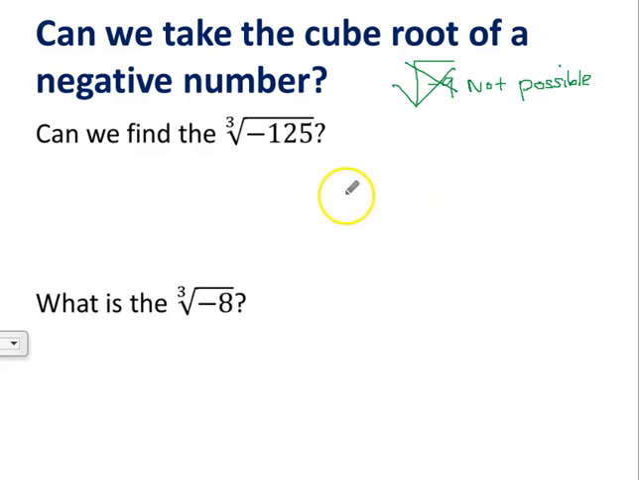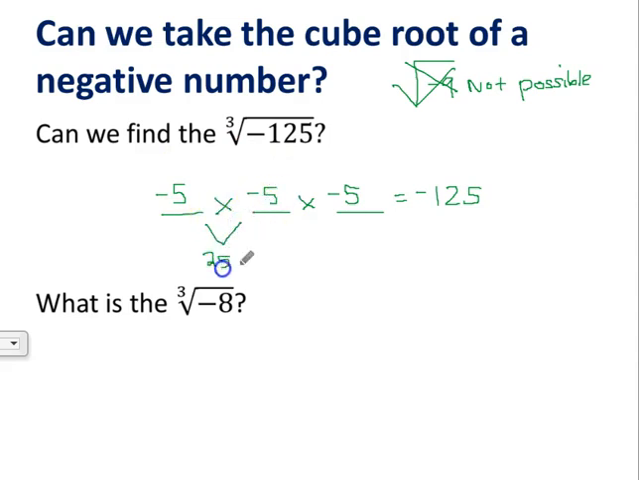Let's think about that. Is there a number that we multiply times itself 3 times that will give us negative 125? Well, let's try -5. It's got to be negative all the way around, because it's got to be -5 times itself 3 times in order to be a cube root. So -5 times -5 gives me a positive 25. Then if I take that positive 25 and multiply it times that last -5, what do I get? I get negative 125. So guess what? We can in fact take the cube root of a negative number.